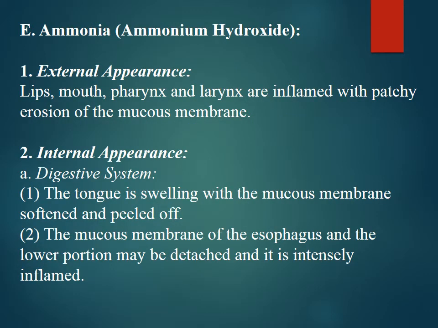Next is ammonia, for example, ammonium hydroxide. External appearance: lips, mouth, pharynx, and larynx are inflamed with patchy erosion of the mucous membrane. Internal appearance, digestive system: the tongue is swollen with the mucous membrane softened and peeled off. The mucous membrane of the esophagus and the lower portion may be detached and is intensely inflamed.